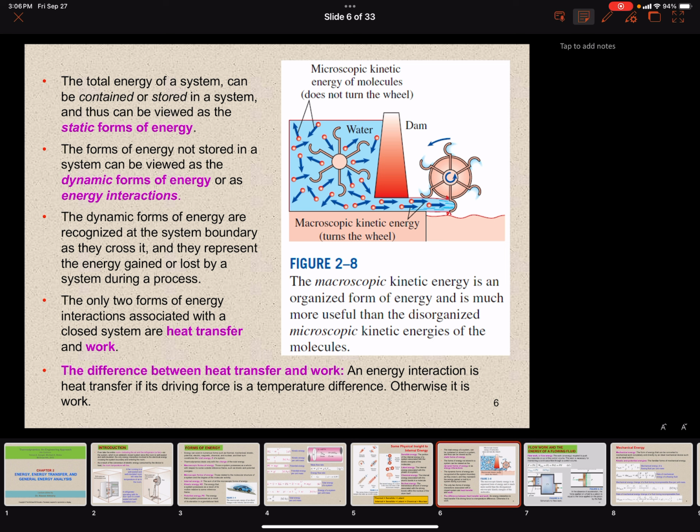And in this figure we can see the difference between micro and macroscopic energy. Here the macroscopic kinetic energy is an organized form of energy and is much more useful than the disorganized microscopic kinetic energy of molecules.